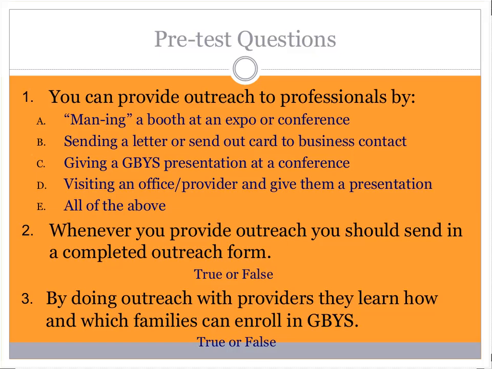All right, so pre-test, you just put your answer in the chat box, one question at a time, okay? So question 1, you can provide outreach to professionals by A, manning a booth at an expo or conference, B, sending a letter or card to a business contact, C, giving a presentation at a conference, D, visiting an office or provider and giving them a presentation, or E, all of the above.